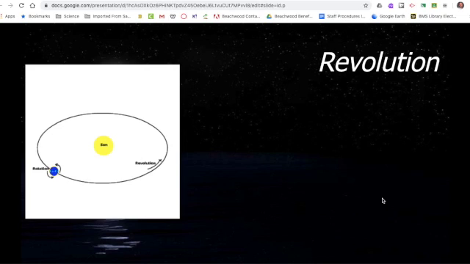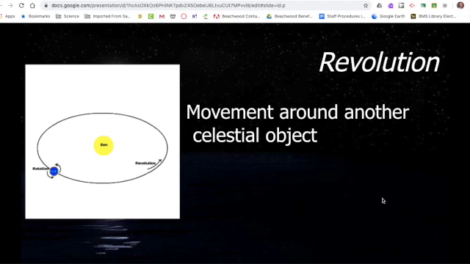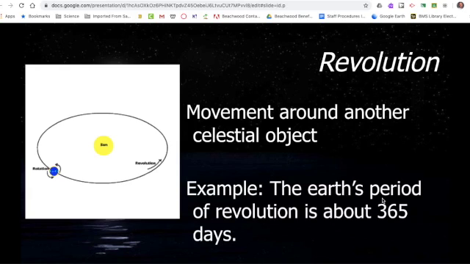Compare that to revolution. Revolution is when the object is moving around another celestial object, and we have a revolution of about 365 days around the sun. Go ahead, pause, and type that into your doc.